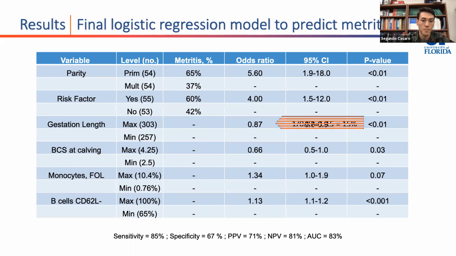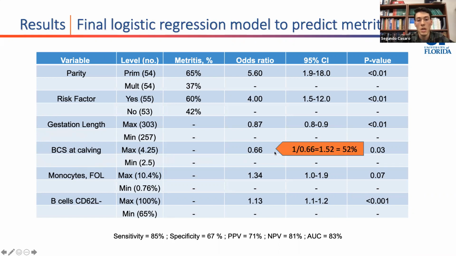Now, regarding the body condition score at calving, we had a maximum of 4.25. We use a scale that goes in 0.25 increments up until 5. So then we had a minimum of 2.5. That gave us an odds ratio of 0.66, meaning that each 0.25 increase in the body condition score decreased the odds of developing metritis by 52%.